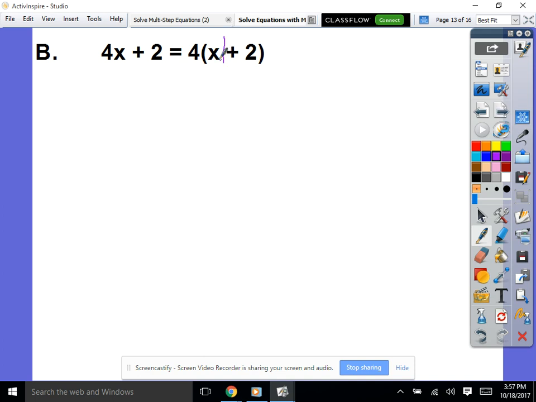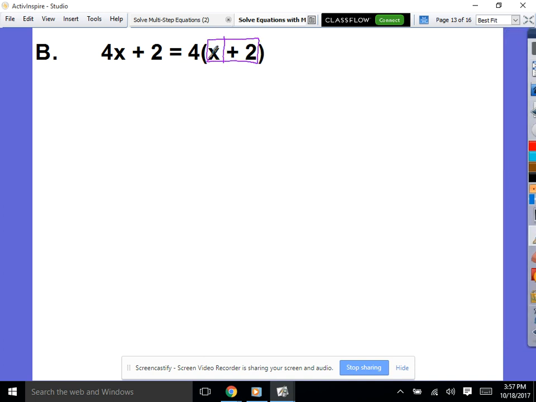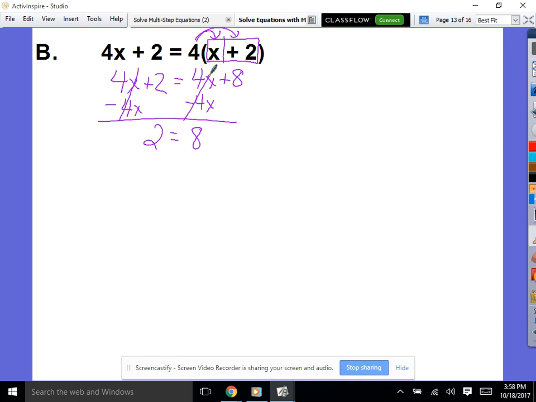All right, box in your terms inside the parentheses and multiply by what's outside. 4 times x is 4x. 4 times positive 2 is positive 8. If we subtract or eliminate a variable, we subtract 4x. That leaves us with 2 equals 8, which is not true. So that tells you there is no solution.